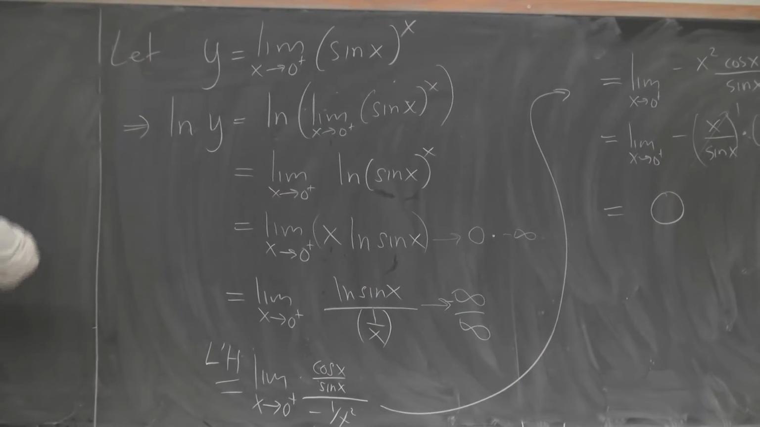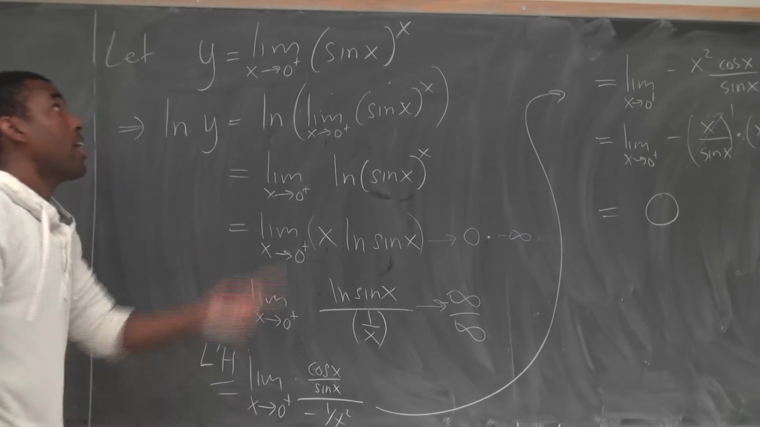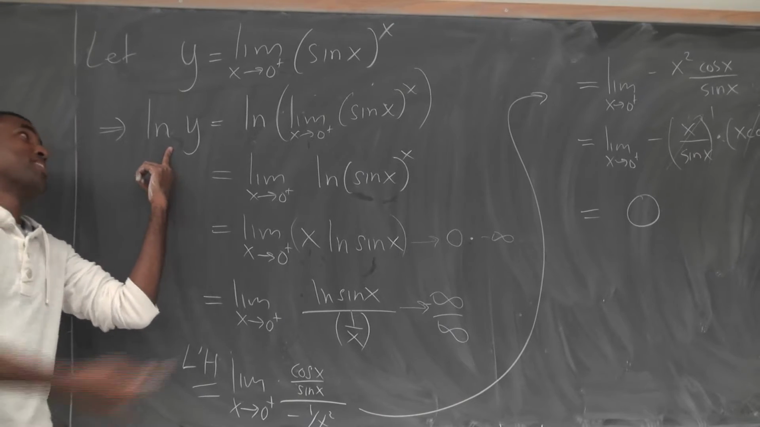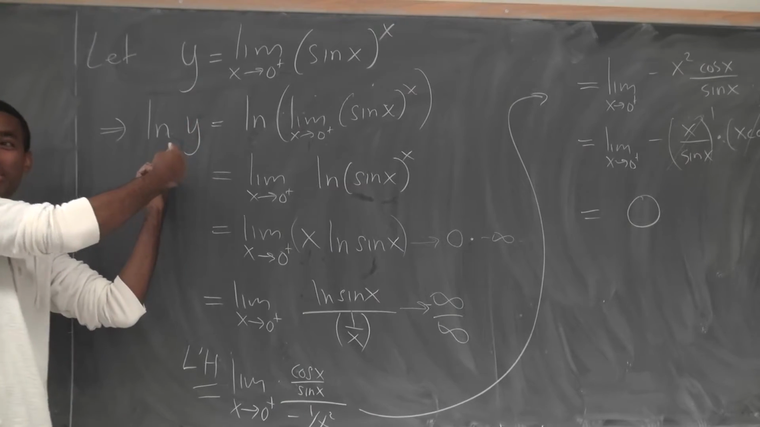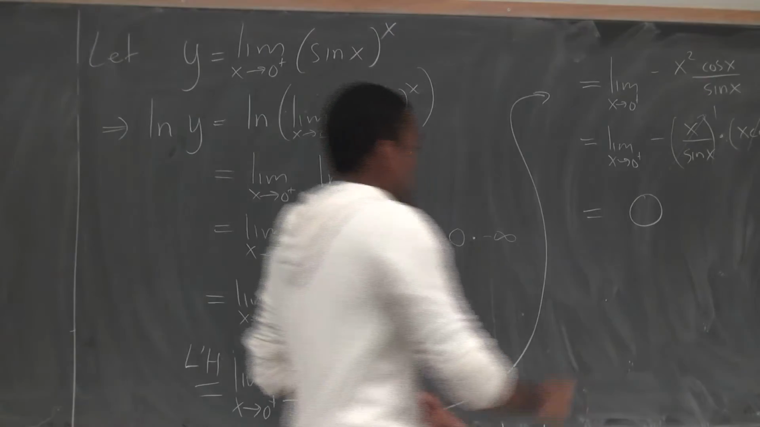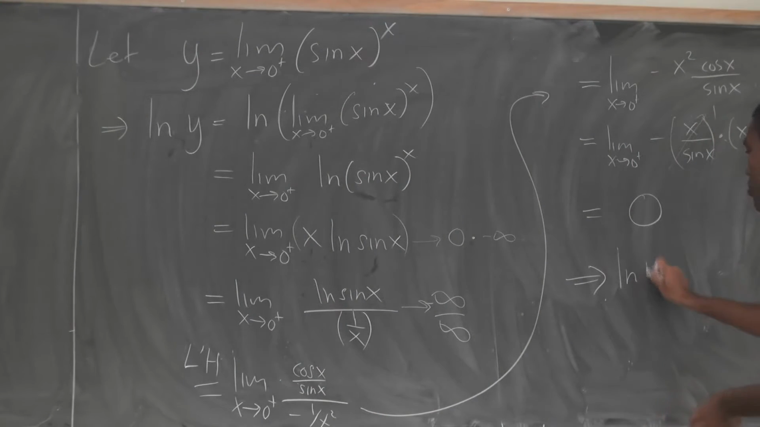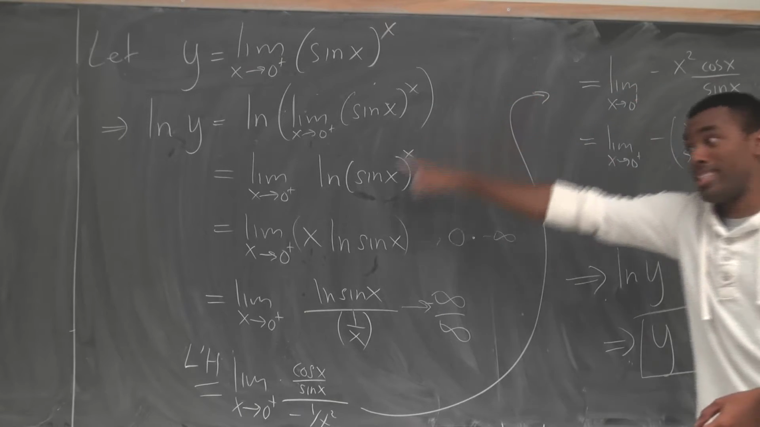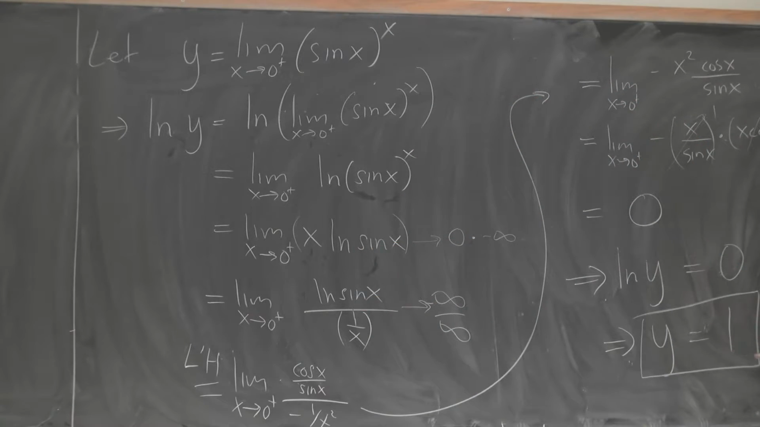What's wrong? Don't forget. This is why I'm going to show you the other way, because I know students often forget that they log both sides in the beginning. So this means ln of y gave us 0. So what is y? y has to be 1. Raise both sides to the e. So the limit is actually 1. Don't forget that you log both sides in the beginning. Sometimes it might take a long time, but make sure you remember.